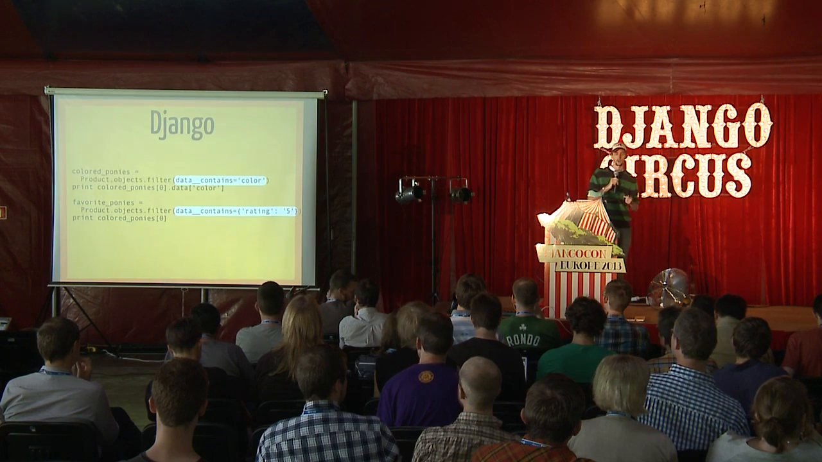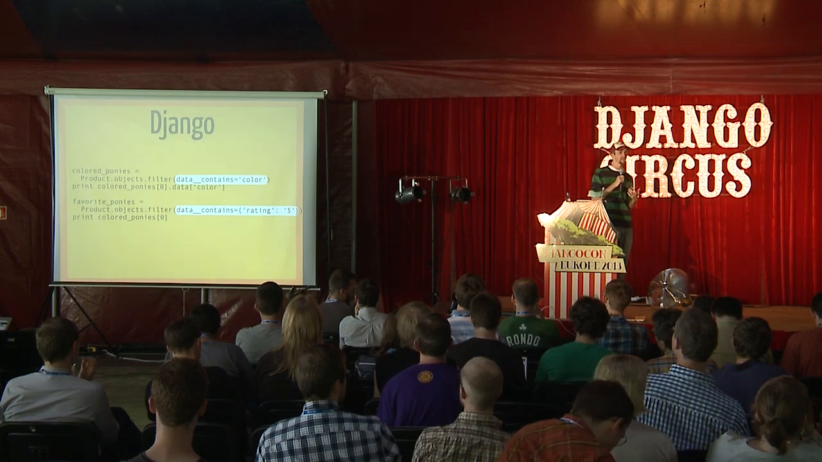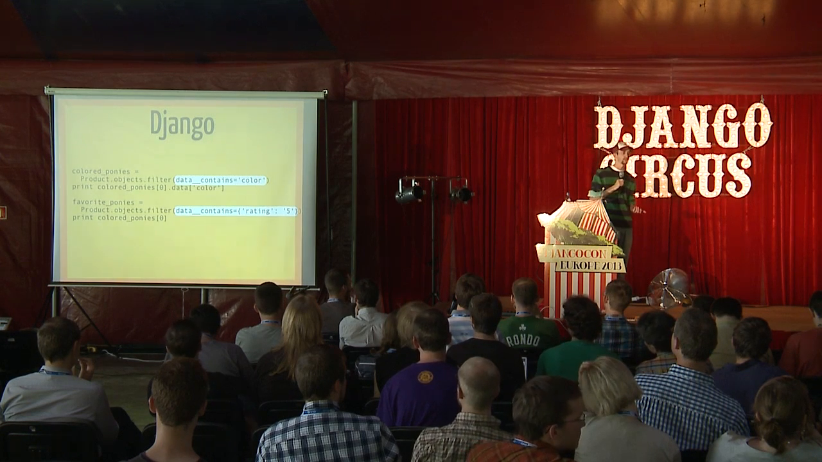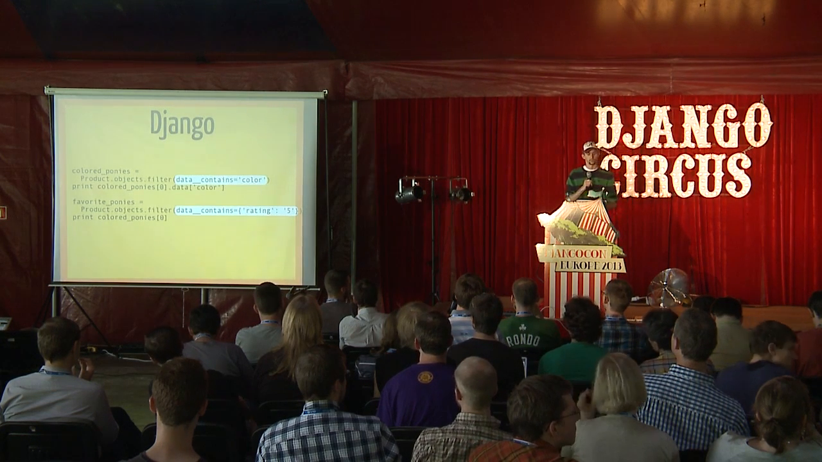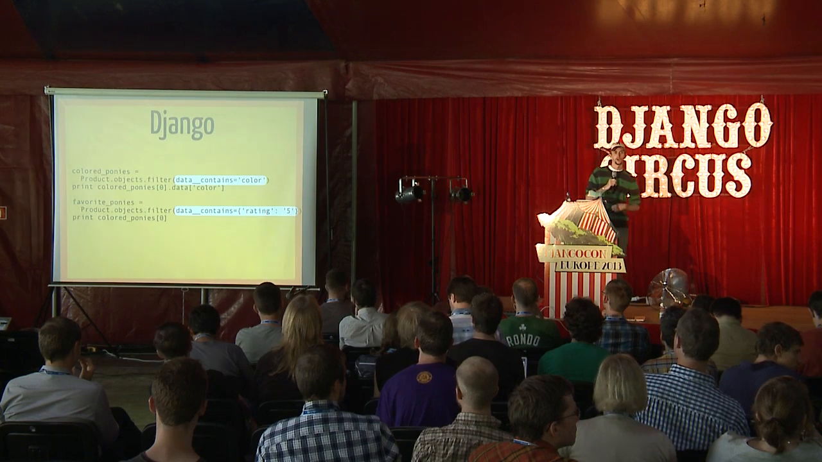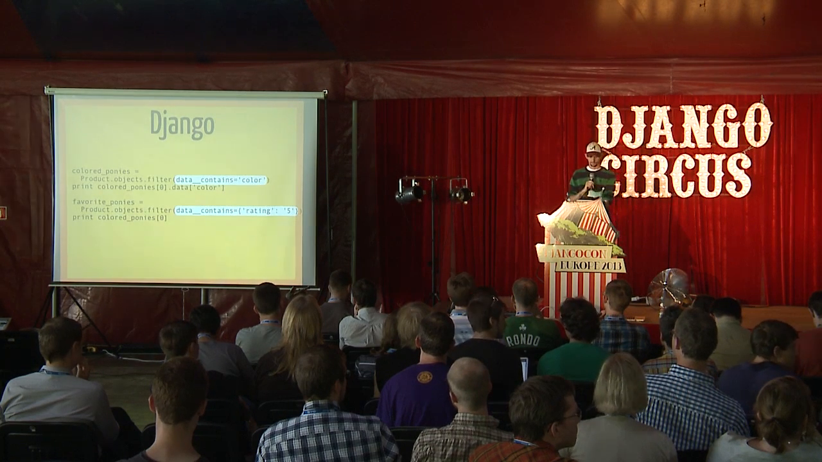And, of course, you can query on them. So you can filter where it has a color at all. So if it doesn't have the key color, it doesn't return. Or where color is equal to pink or rating is equal to 5. And you can be pretty flexible in this.